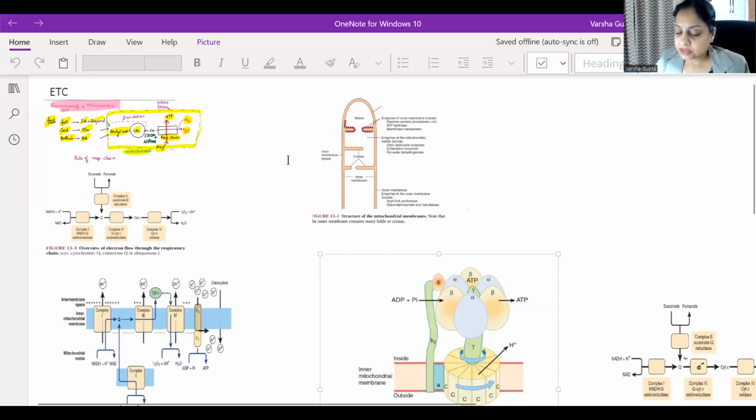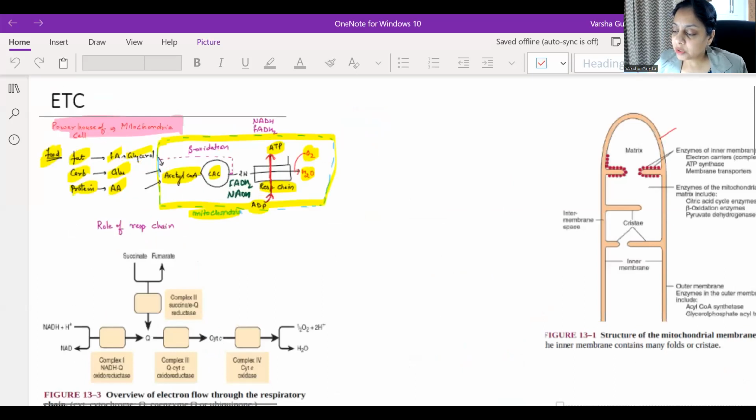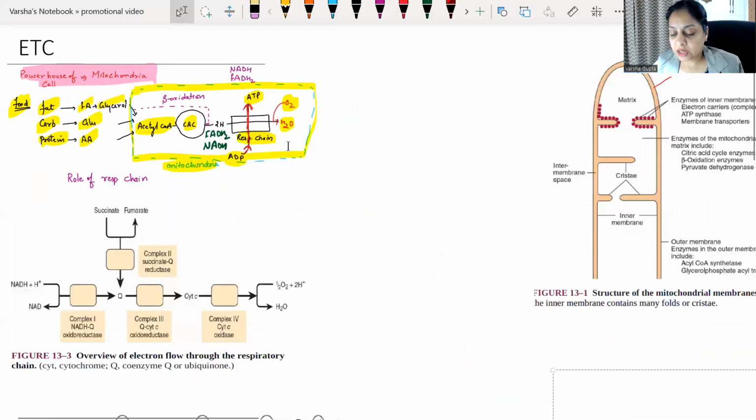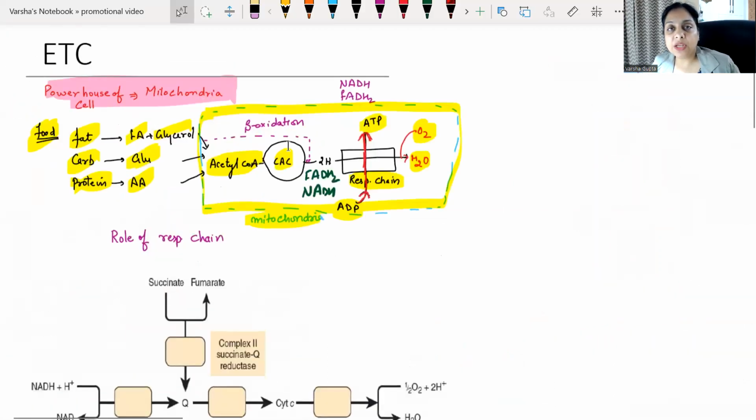So hey guys, in this session, I'll be quickly going over the electron transport chain, right? Later, I'll be sharing the PDF of all these images and also a few MCQs and a short answer question related to this, right? There can be many kinds of questions from the electron transport chain, right?